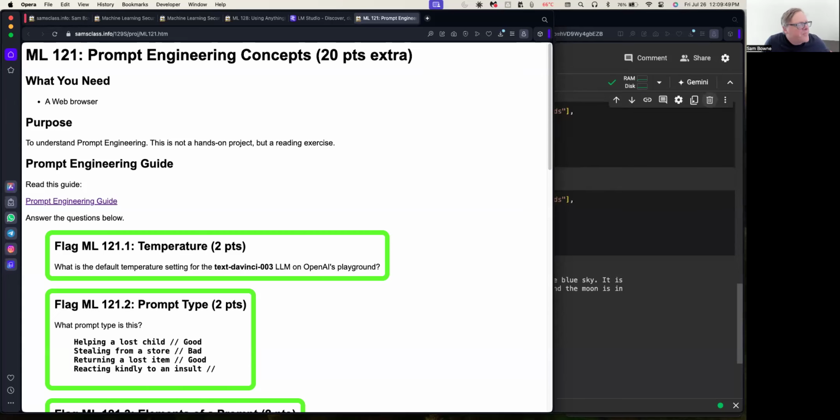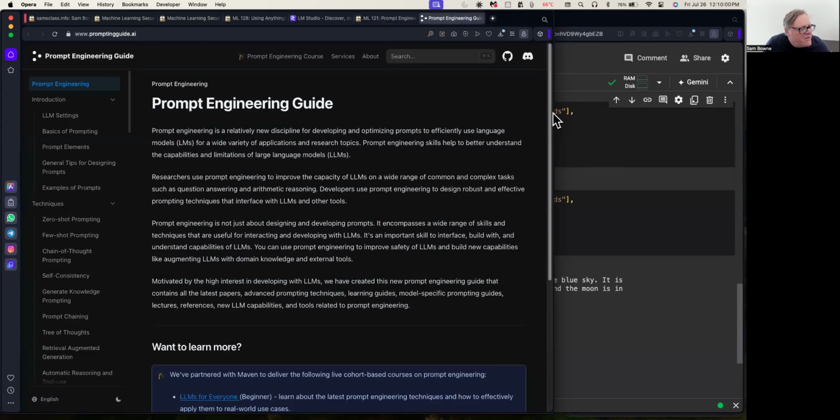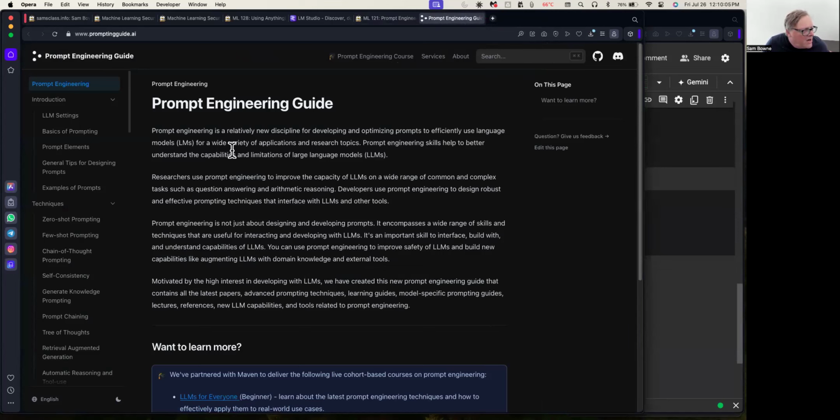Right, this 121 does not include any hands-on calculations in Python. It's just learning types of prompt engineering. And to use large language models, it helps to just ask questions in a particular way.